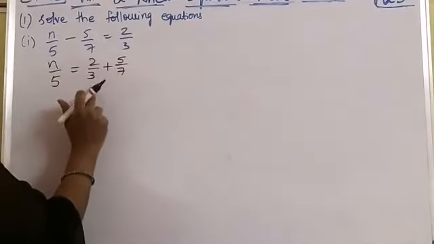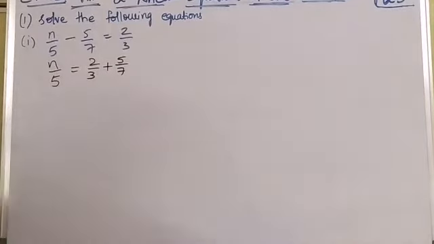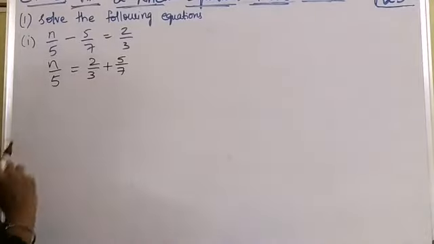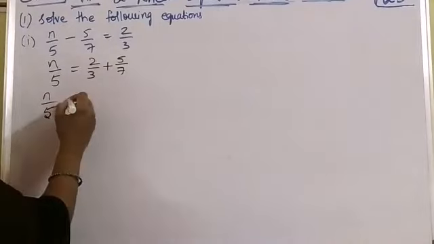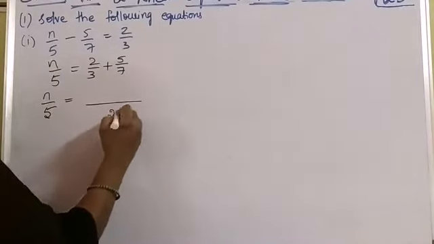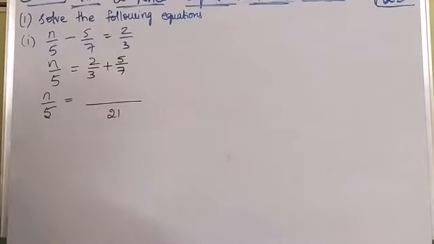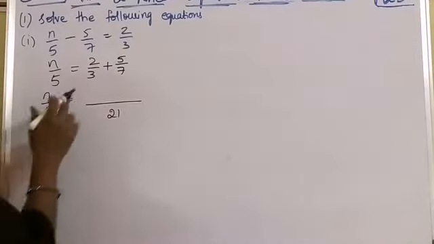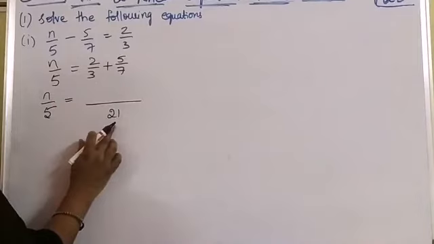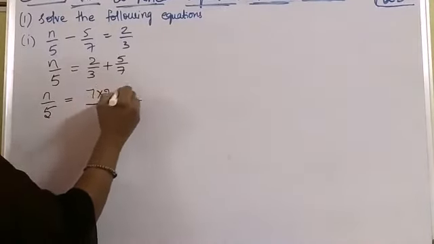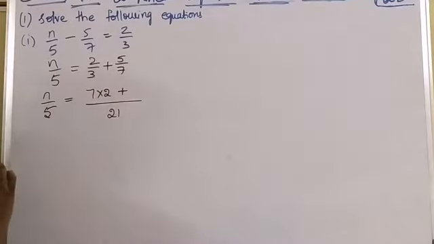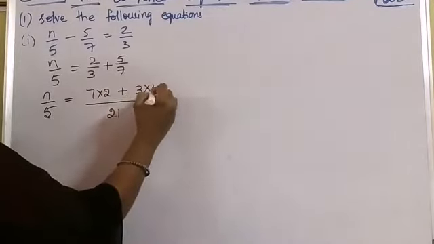Now here you got 2 by 3 plus 5 by 7, that is addition of fractions. If you see, the denominators are 3 and 7, they are unlike fractions, so we have to take the LCM. So n by 5 equal to the LCM of 3 and 7. 3 and 7 are co-prime numbers, so the LCM is 21. 3 how many times will it go in 21? 7 times. So 7 into 2, plus 7 how many times will it go in 21? 3 times. So 3 into 5.